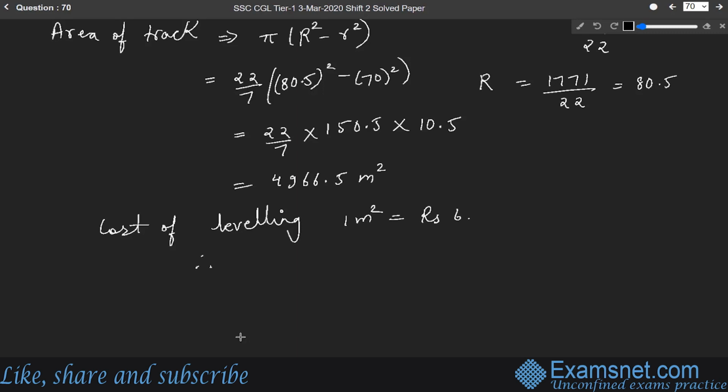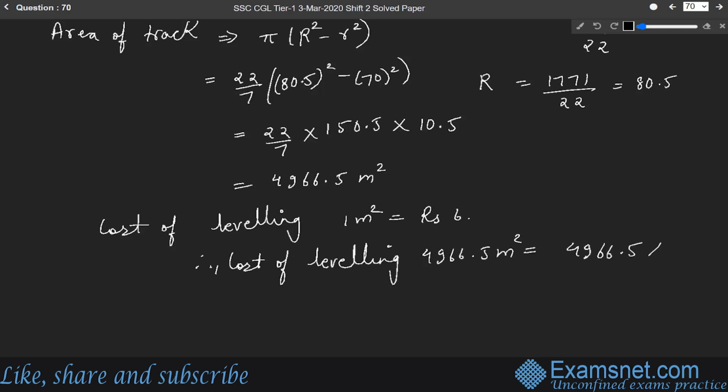4966.5. So therefore, cost of leveling 4966.5 meter square will be equal to 4966.5 multiplied by 6, because the cost of 1 meter square is rupees 6, right? What is the cost of 1 meter square? It is rupees 6. Therefore, cost of 4966.5 meter square will be 4966.5 multiplied by 6. When we multiply this value, we get rupees 29,799, which is the final answer to this question.